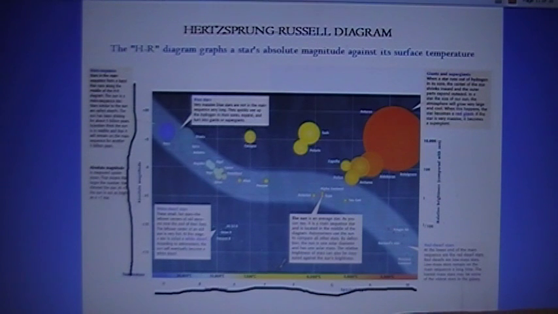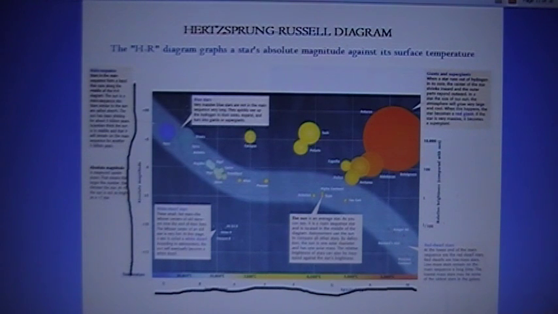And then when you look at this, you also have your letterings, the O, B, A, F, G, then we have the K and the M. And again, that was brought about by Annie Jump Cannon, who coined the mnemonic device, Oh, be a fine girl and kiss me.